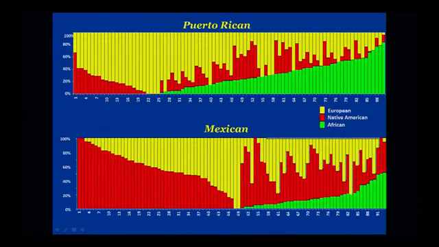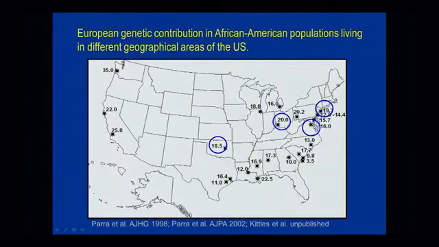And African Americans are not the only ones. These are Hispanics. Puerto Ricans, you see the spread of ancestry is quite different. The distribution of African ancestry in Puerto Ricans is quite different than Mexican populations, which have a lot more Native American ancestry than the Puerto Rican population.